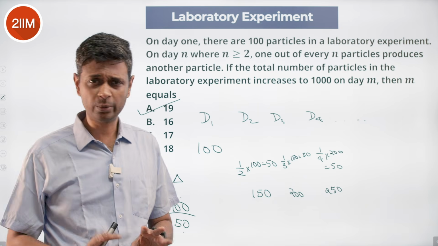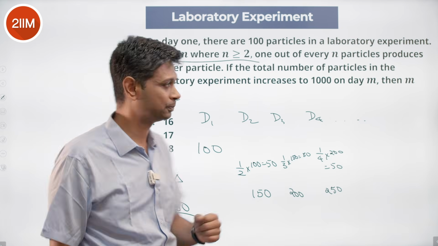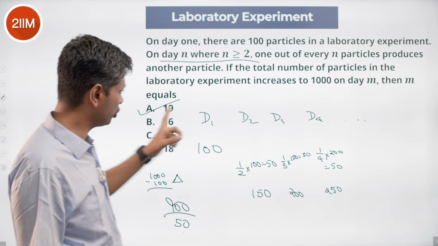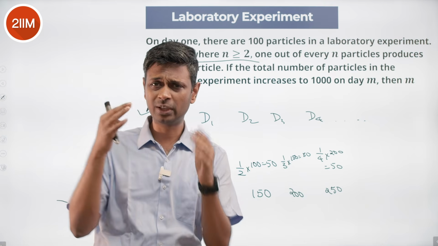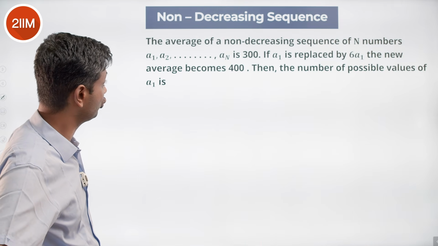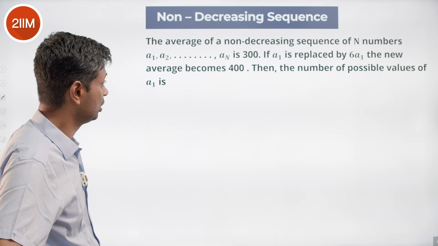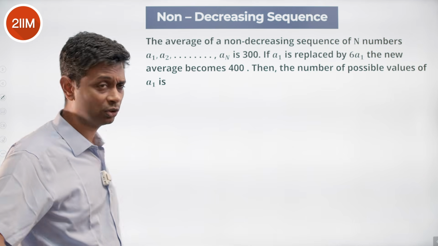Very nice, juicy question. This description part is tricky, but otherwise the question is very simple. A lot of these questions, put D1, D2, D3, D4, track, visualize, then we can simplify. The average of a non-decreasing sequence of n numbers, A1, A2, A3 till An, is 300. If A1 is replaced by 6A1, the new average becomes 400. And the number of possible values of A1 is asked. A nice, beautiful question.